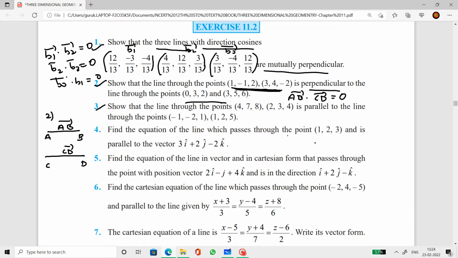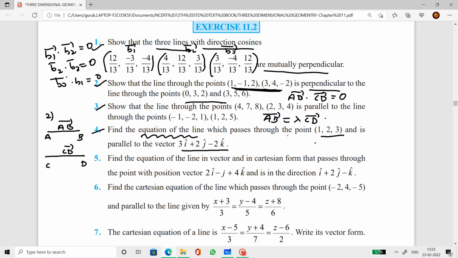Third question. Show that the following lines are parallel. The same diagram, very much the same, but here we need to get AB vector equal to lambda times CD vector. If you prove that, then they are parallel. Fourth question. Find the equation of a line that passes through a point and is parallel to a given vector. Okay, so here they want us to find the equation of the line.